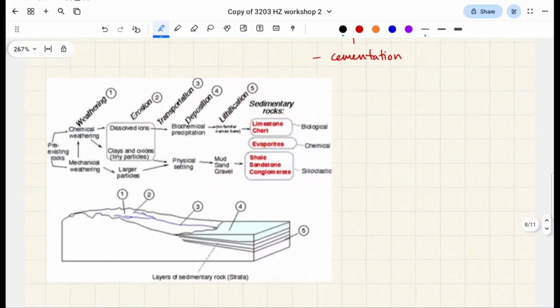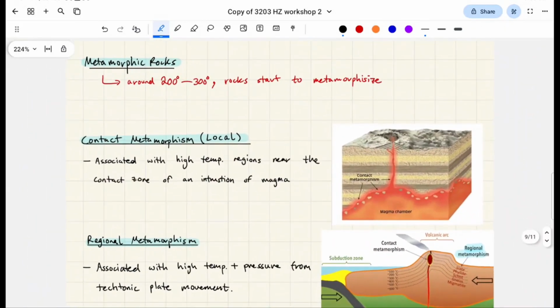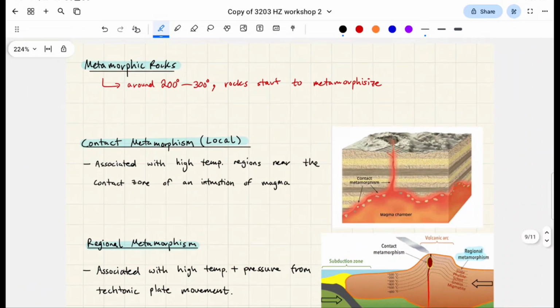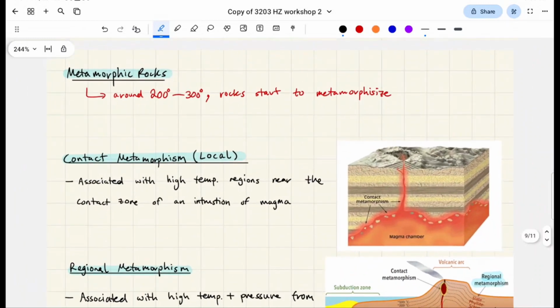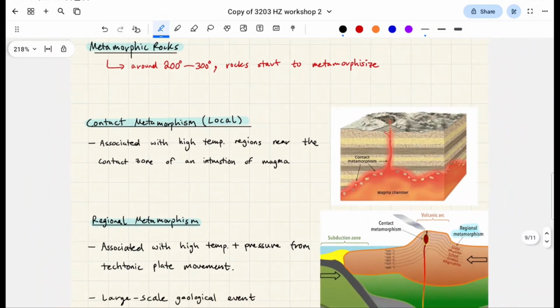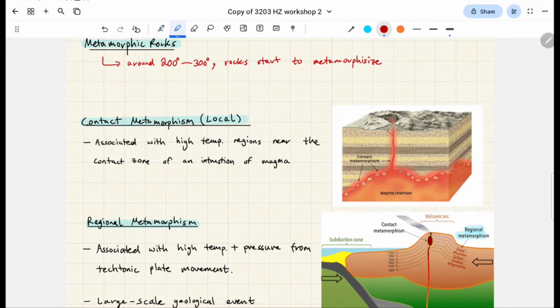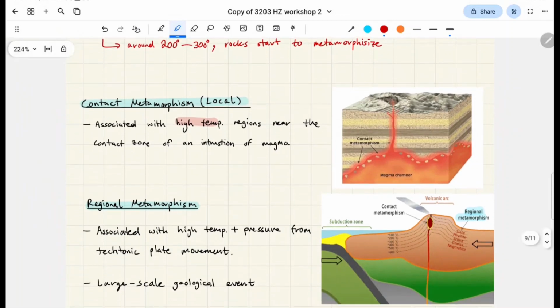Here I've included a little diagram. You can look at that more on the Google Notes. And the metamorphic rocks, the idea is around 200 to 300 degrees. If you heat up a rock to that kind of temperature, it starts to metamorphosize and become a different rock, essentially. So here is the effects of contact metamorphism, where you just have heat, so high temperatures. So like around a magma chamber, for example.